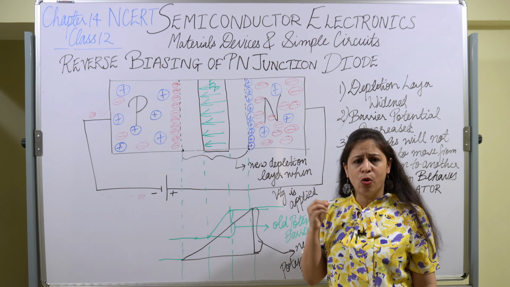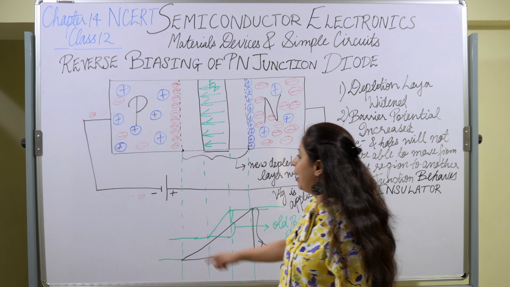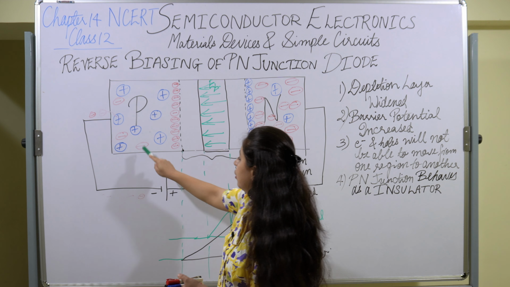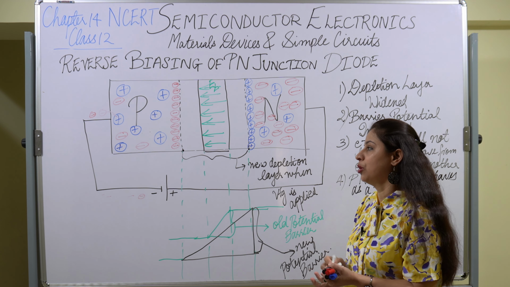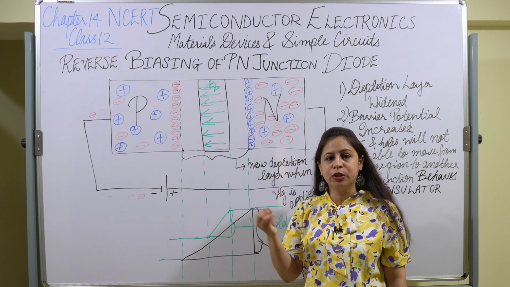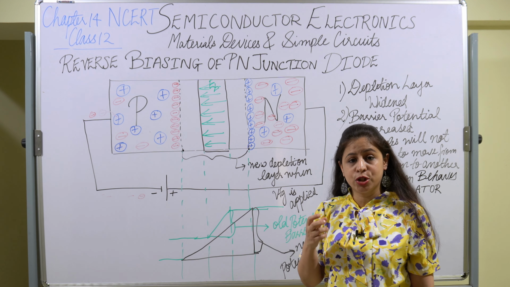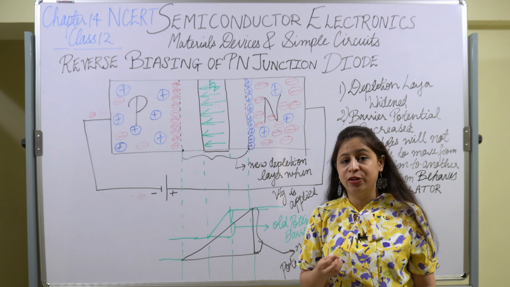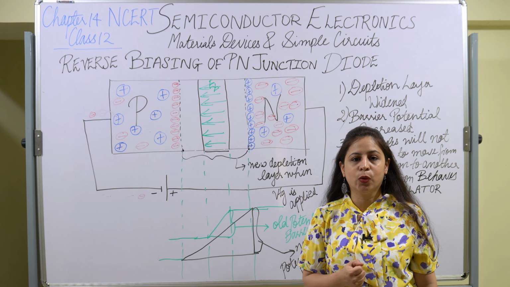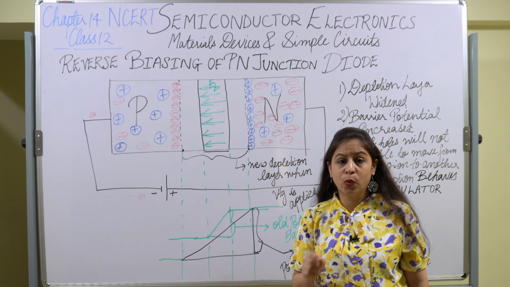But still a very small amount of current flows. What is that current? That current is due to the minority charges. So my electrons from this region will move towards this region, constituting a very minute current, and the voltage at which this current is constituted is known as the breakdown voltage, and the current constituted with the help of the minority charges is known as the reverse current. Okay, and the voltage is known as the breakdown voltage.